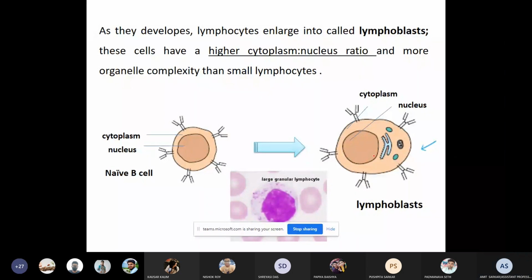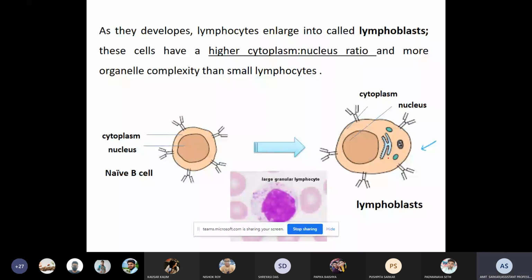Another thing is that the inside organelles become much more complex. Now we can see mitochondria, and we can see Golgi bodies and endoplasmic reticulum all over. Those are barely present in the naive B cell or small lymphocyte. So the small lymphocyte develops into lymphoblast showing these characteristics: a higher cytoplasm to nucleus ratio and more organelle complexity in comparison to the small lymphocyte. Here we are talking mostly about the B cell. We will not be talking about the T cell, mostly the B lymphocytes.